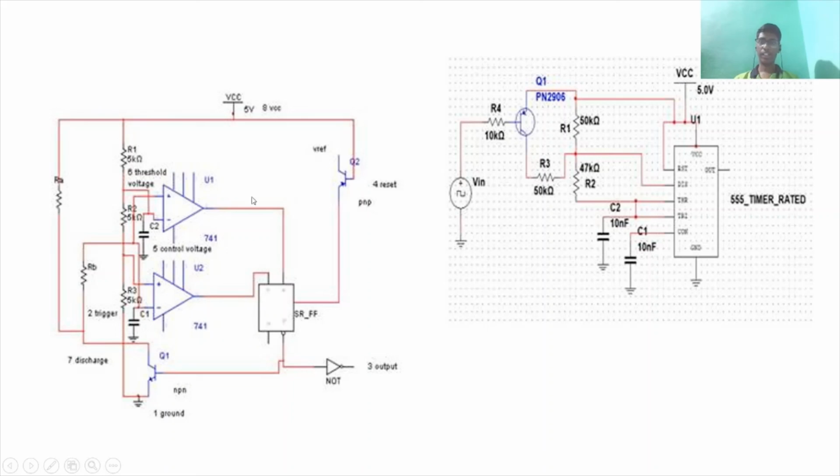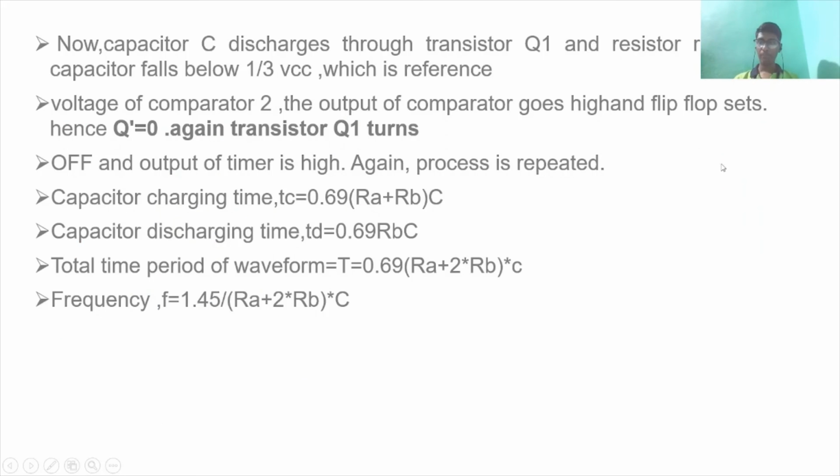So this is basically the internal diagram of it, and this is the external diagram of it. It is a 555 timer. Next, as we already read, the capacitor C discharges through transistor Q1 and the resistor RB when the capacitor falls below 1/3 of the VCC, which is the reference voltage of comparator 2, the output of the comparator goes high and the flip-flop sets. Hence, Q dash is equal to 0. Again, the transistor Q1 turns off, the output of the timer is high. Again, the process is repeated.